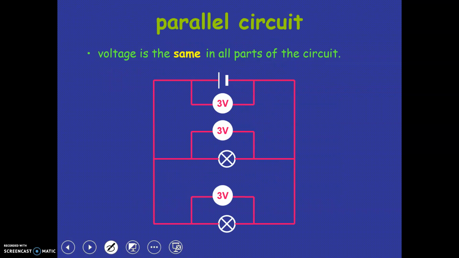In a parallel circuit, it is going to stay the same. So if we have this battery and it's 3 volts, that means that this light bulb would get 3 volts, and this light bulb would also get 3 volts. So in a parallel circuit, voltage stays the same.